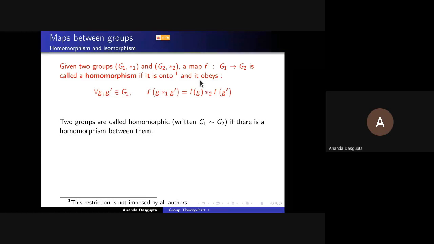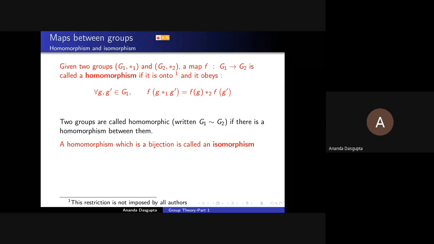So two groups are called homomorphic, and you write them with a tilde sign between them. Again, not really very uniform in notation. When you're reading a book, you should make sure what notation that particular book uses. If there is some homomorphism between them, you can find a map F with this property. It's called a homomorphism, and you say the two groups are homomorphic.